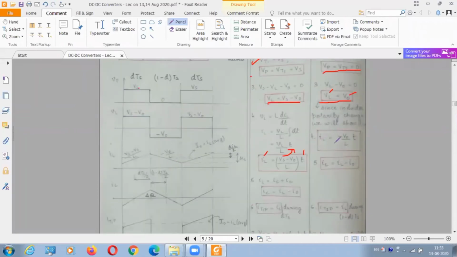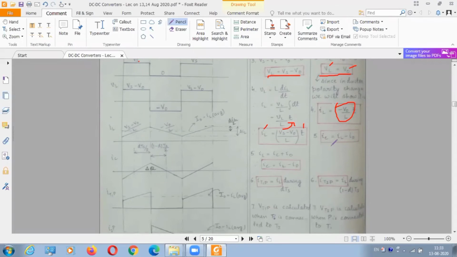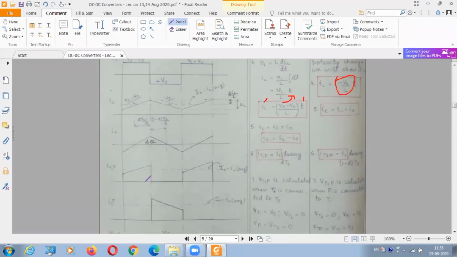Next, inductor current, same procedure. What is the formula? IL is equal to VL by L into T. What should be VL now? Minus V0. Right? Minus V0 by L into T. Again, y equal to mx equation, but a negative slope. So it is a decreasing quantity, decreasing from this point, minus V0 by L.